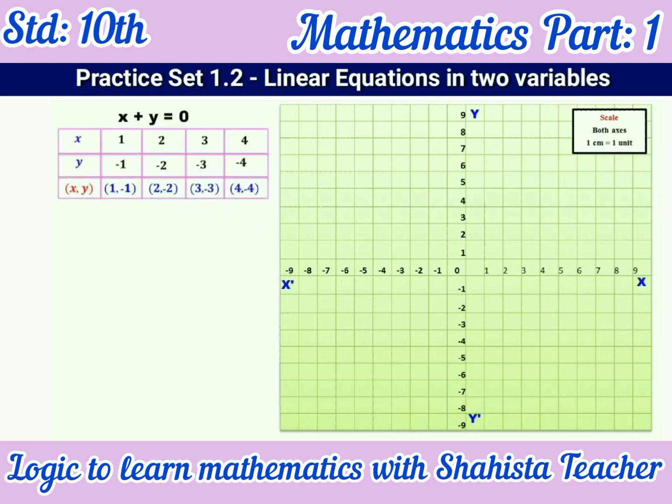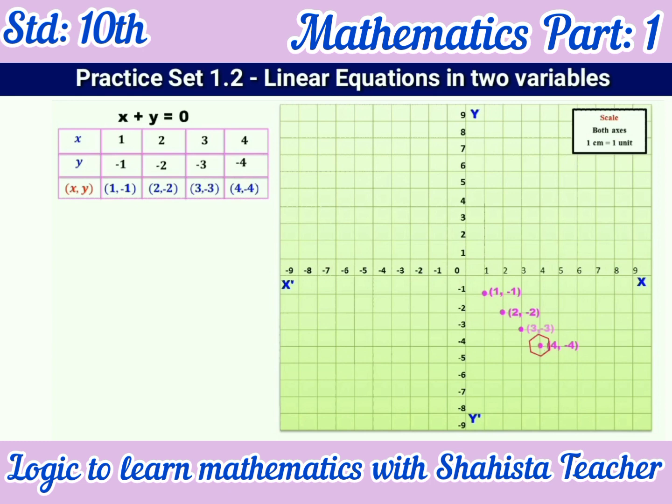Now x plus y is equal to 0. Here x is 1 and y is minus 1. So on the right hand side you can see 1 and minus 1 is down. So here we will put the point 1 comma minus 1. Give here 2 comma minus 2. Now here 3 comma minus 3. 3 is positive on the x-axis and minus 3 is negative on the y-axis. Now here positive 4 and negative 4. So x is 4 and y is minus 4.